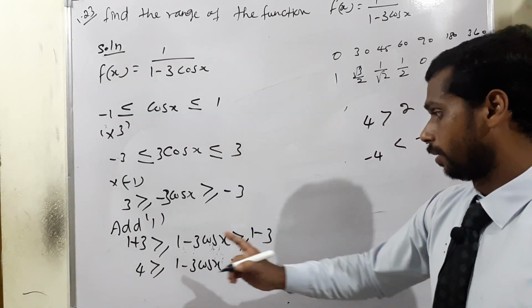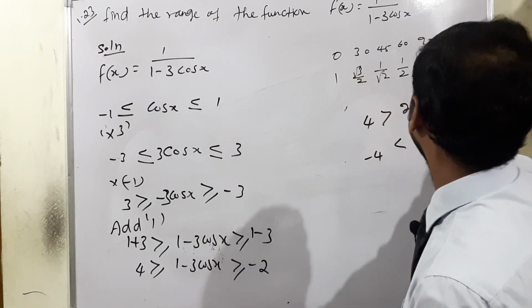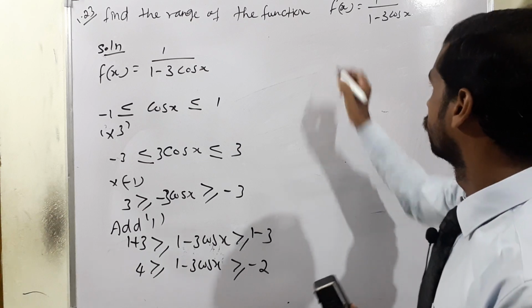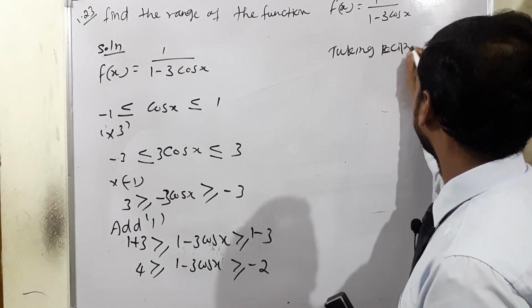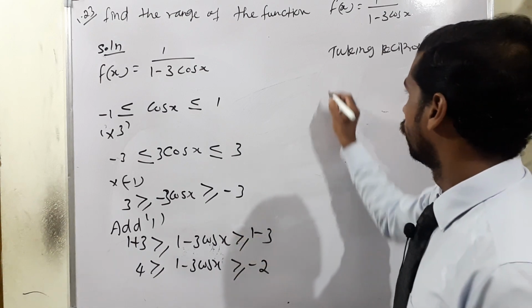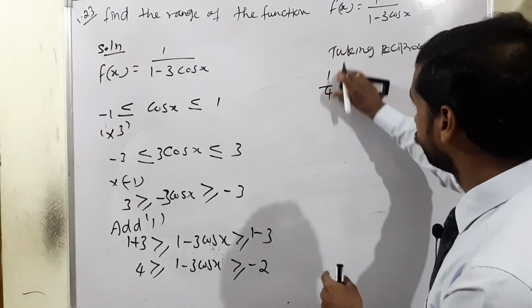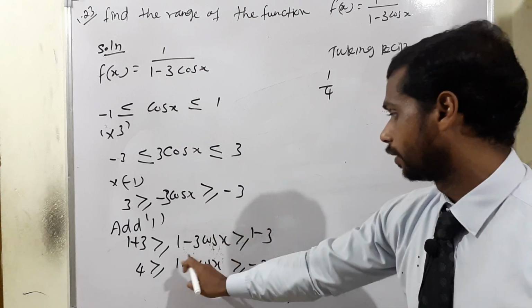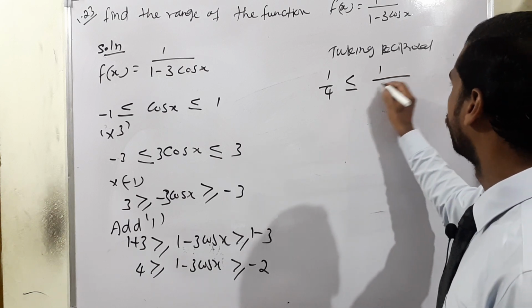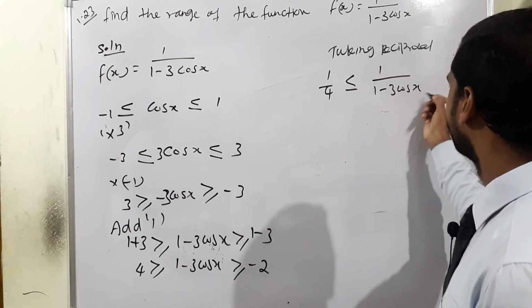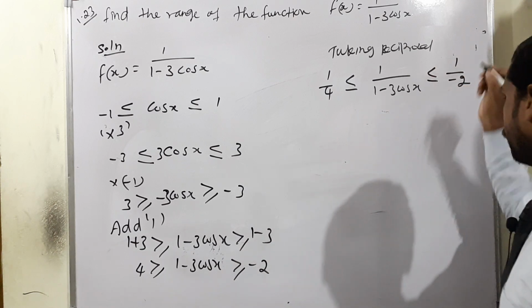Therefore, reciprocal also is there. Taking the reciprocal on both sides, what will happen? 1 by 4. If you take the reciprocal also, the inequality symbol will be changed, isn't it? So, greater than or equal to means less than or equal to 1 by 1 minus 3 cos x. Again, greater than or equal to means less than or equal to 1 by minus 2.